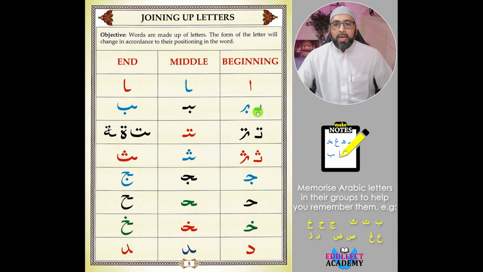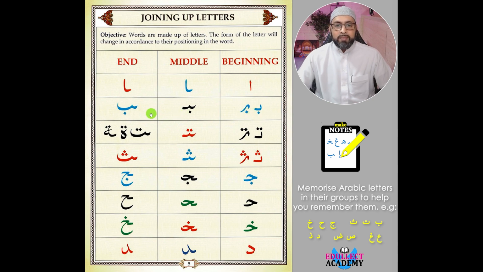Now you will note that these symbols are actually very similar to how other letters are written. For example, you've got the ta over here, you've got the tha, and later on we will study the nun as well. The only way you will be able to identify which letter it is is by looking at the position of the dot.